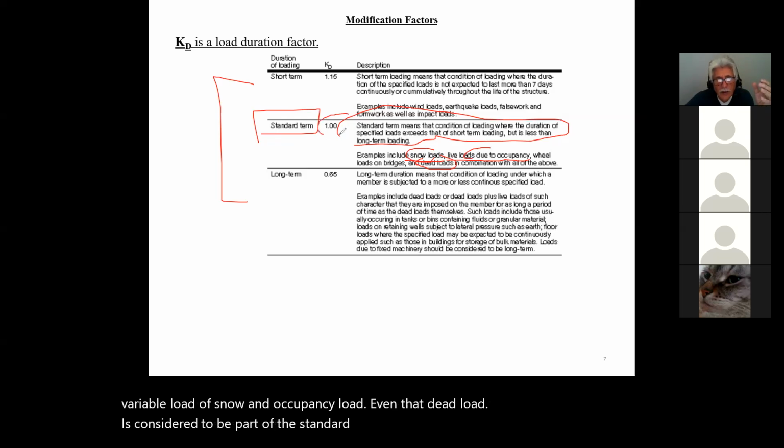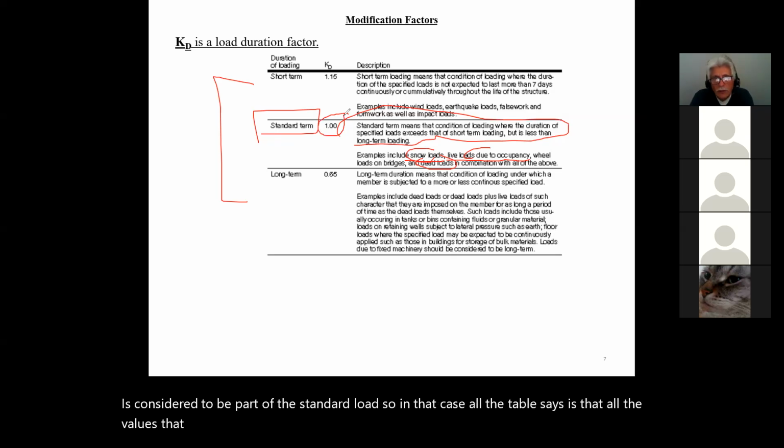So in that case, all the table says is that all the values that we have there were meant for standard load duration, where therefore the KD value is 1.